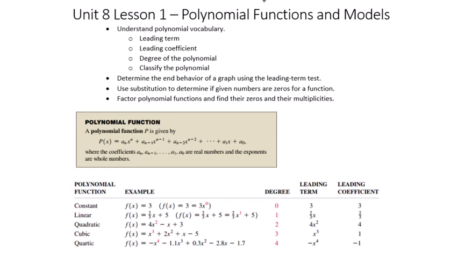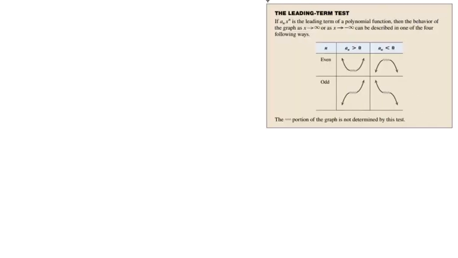All right, so let's go ahead and start looking at some end behavior. This is going to help us start to graph. I'm going to give you some quick examples to make this leading term test make sense. We're going to talk a lot in this unit about odd functions and even functions. An odd function is when your degree is odd, and an even function is when your degree is even.